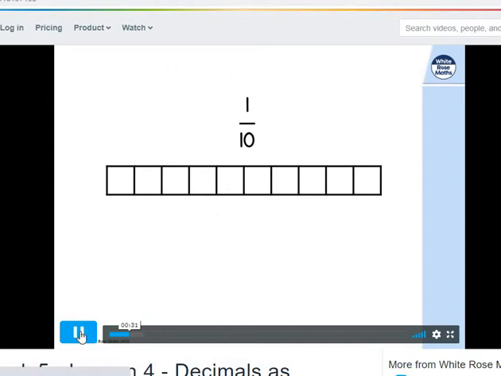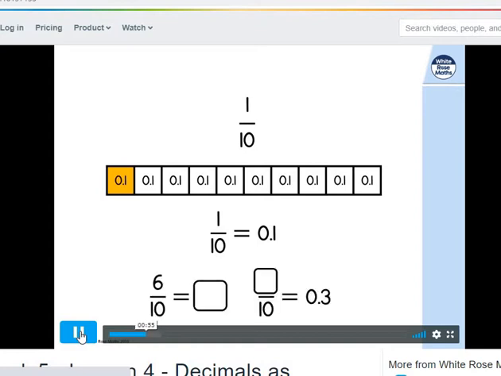So let's think about that 1/10. That means 1 split into 10 equal parts. That's represented by a bar model. If 1 is split into 10 equal parts, then the value of each of those parts will be 0.1, or 1/10. So 1/10 is equivalent to 0.1.